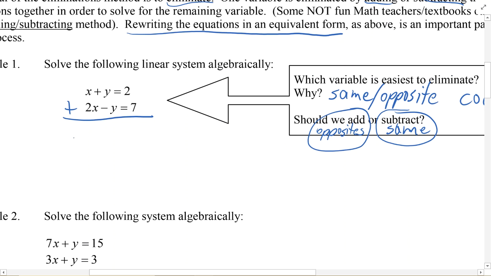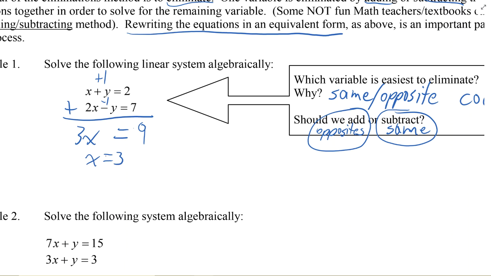So what's x plus 2x? 3x. What's positive 1 minus 1? 0y. But guess what? Don't write it then. The y's cancel out. They're gone. They've been eliminated. Hence, we call this elimination. Now, what's 2 plus 7? 9. There we go. So now we can solve for x. Divide both sides by 3. We get x equals 3. All right? There we go.